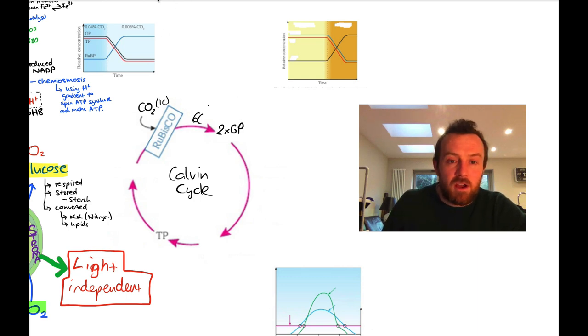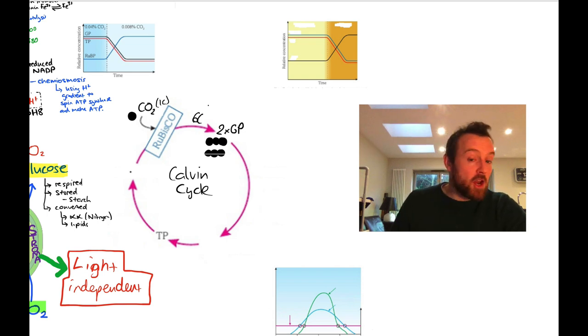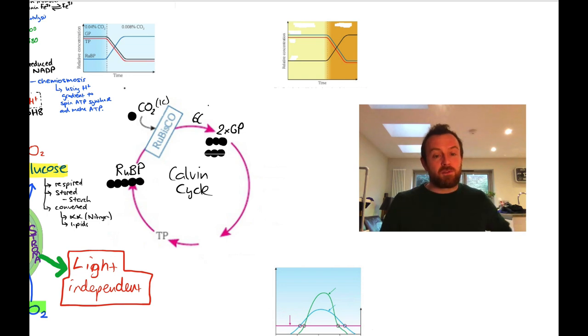Sometimes I find it helps if I actually draw these molecules. Just view it as a three carbon molecule, and we've got two of them. Each black blob represents a carbon atom. We've got three of them there. Carbon dioxide is just a one carbon molecule. And over here, we've got RuBP, which stands for ribulose bisphosphate. Ribulose bisphosphate, as you might have figured out using a bit of maths, is a five carbon molecule: 1, 2, 3, 4, 5. So what we've done is we've added one carbon to a five carbon molecule, made it briefly into a six carbon thing, which then breaks apart into two 3-carbon things.